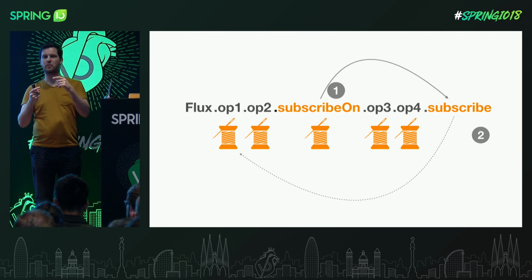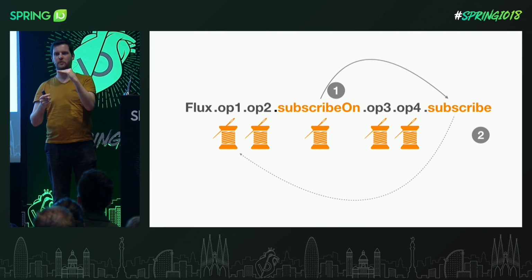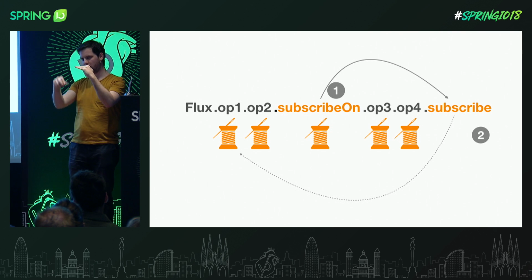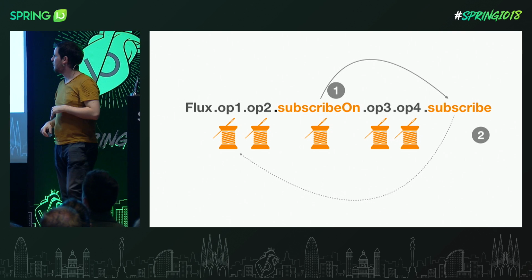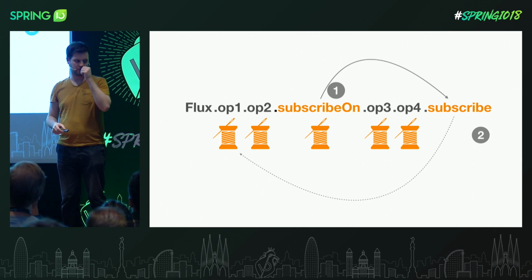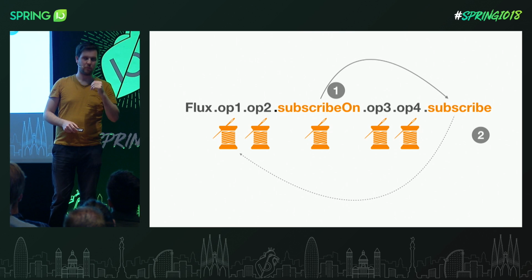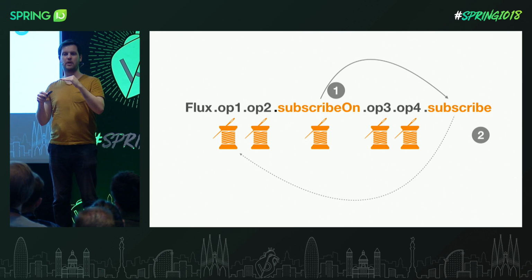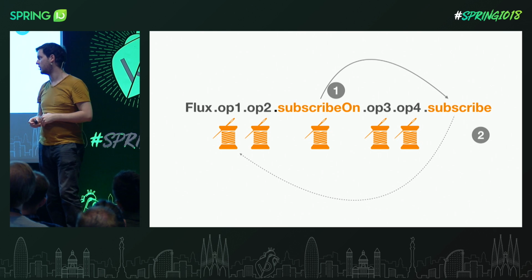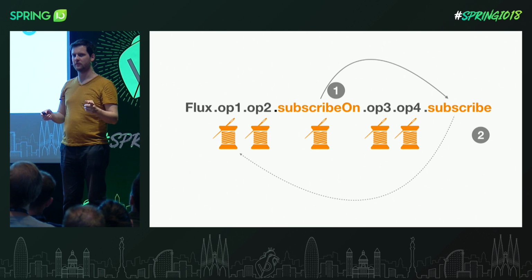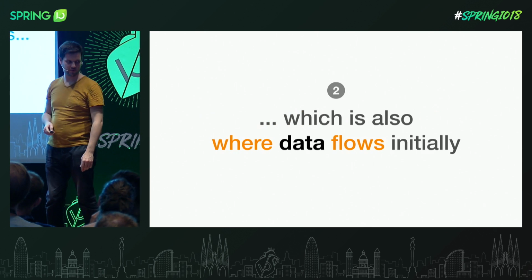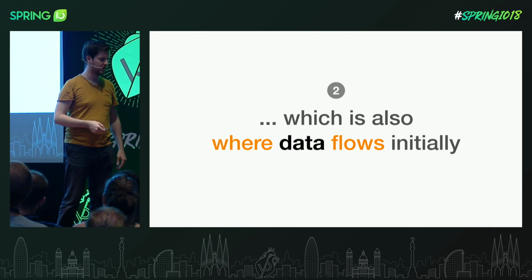So publish on, if you see it in your code in an intermediate position, will only influence what's below it in terms of the chain of operator calls. Whereas subscribe on, wherever you put it, directly influences the start of the chain. And what if you combine the two? So yeah, subscribe on changes where sequence subscription happens, which is where data flows initially.